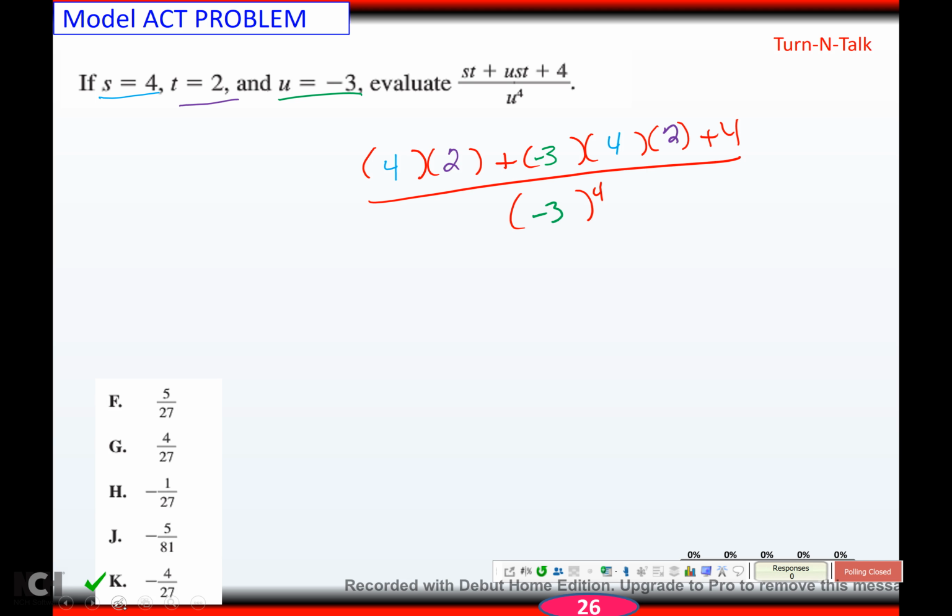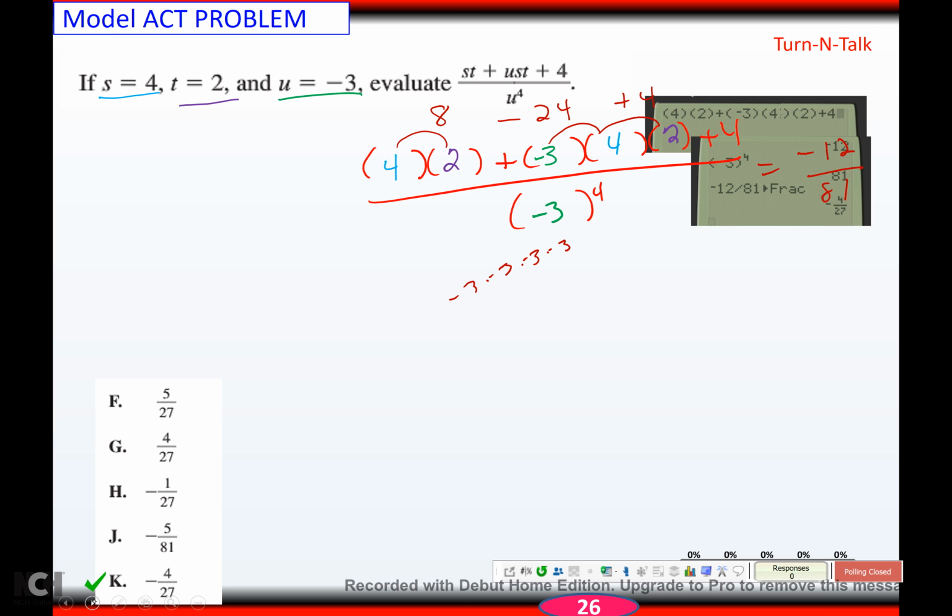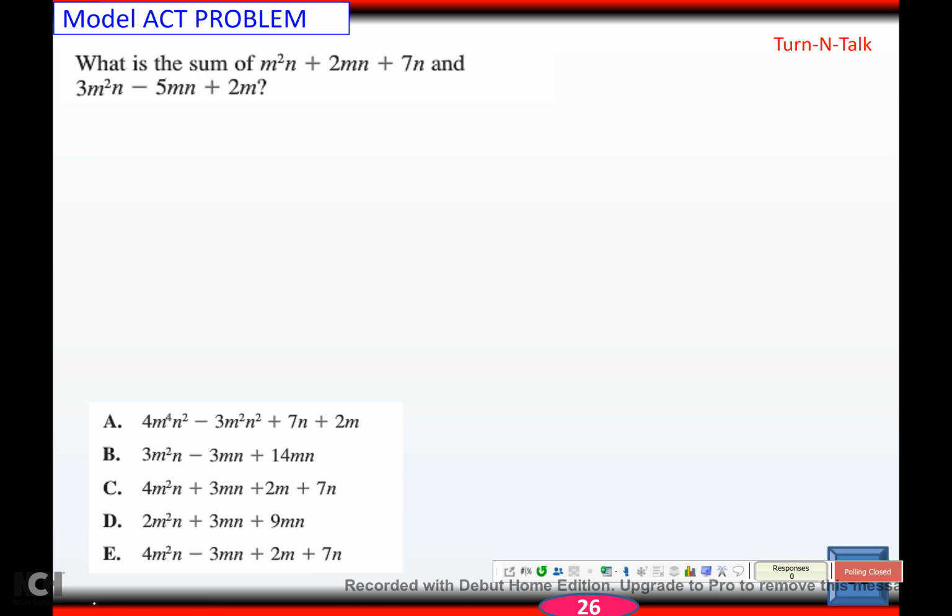And then you just follow your order of operations. 4 times 2 is 8. -3 times 4 is -12 times 2 is -24 plus 4. And that's going to give me a -12 on top. And on bottom, you have -3 times -3 times -3 times -3, which is a positive 81. Math enter that, and it reduces down to -4/27. Okay, try this one, hit pause, come back when you're ready.